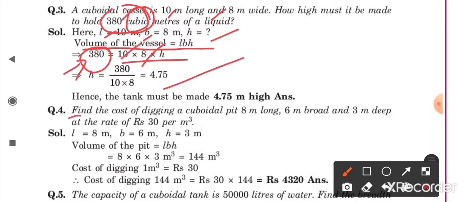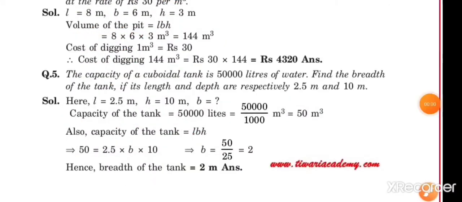Now question number 4, find the cost of digging a cuboidal pit of this. This is L, B and H. Now you have to dig a cuboidal pit, that means again you have to find the volume. First you will find the volume, and the cost of digging is 30 per meter cube. You will multiply it by 30, you will get the answer.